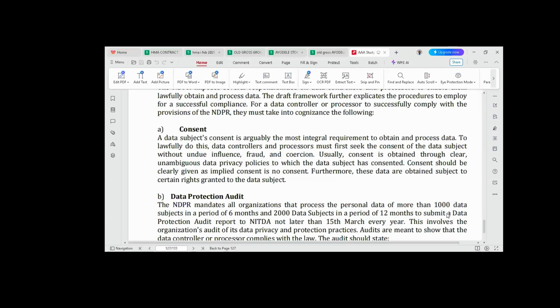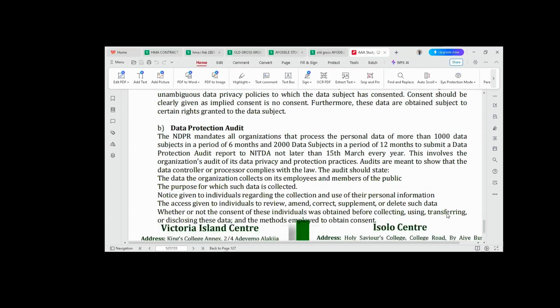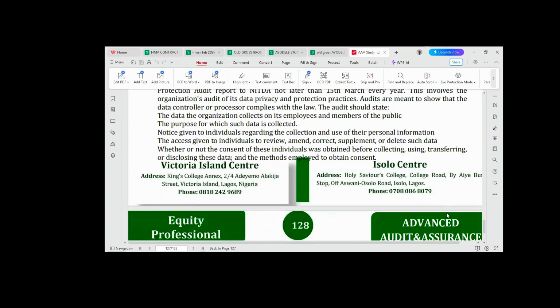All right. So what that means is that data subject refers to information that is available, information that is available to the tune of the fact that you're looking at the number of persons. Once you have persons that are more than 1,000, you must carry out a data protection audit. Okay, and be sure that you don't violate any of this information that is being entrusted in your care. All right. That is what they mean by that.